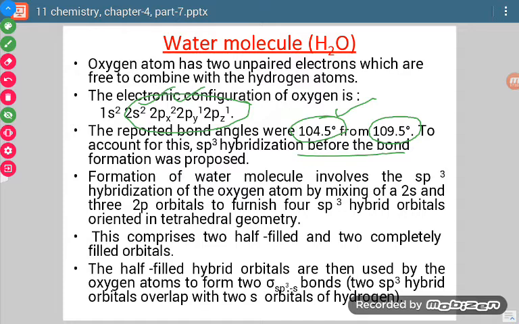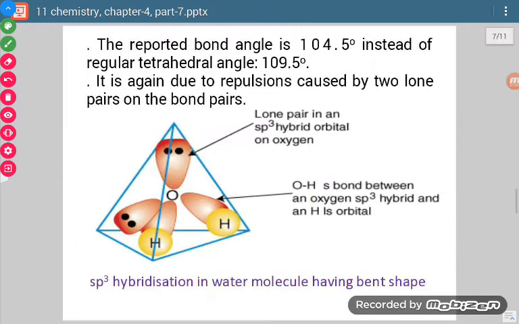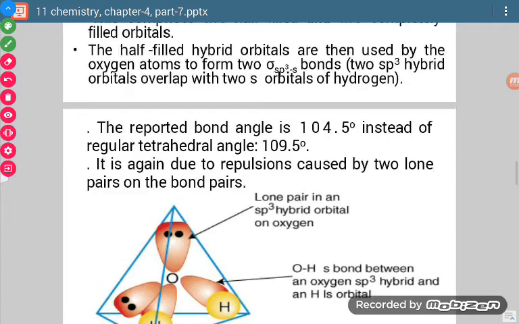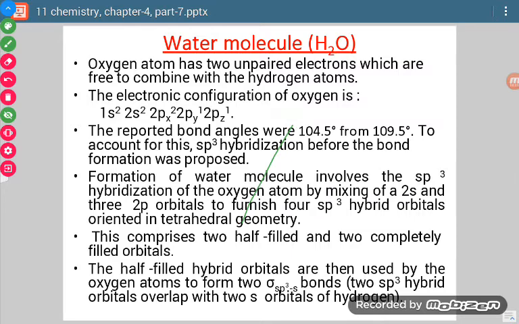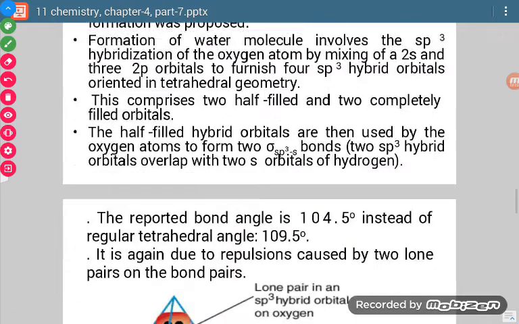Now there will be formation of 2 sigma bonds. 2 sigma bonds will be formed between the sp3 hybridized orbital and s orbital. The sp3 hybridized orbitals are with oxygen and the s orbital is from hydrogen. Once this is formed, it will look like this. See, it should be like this.